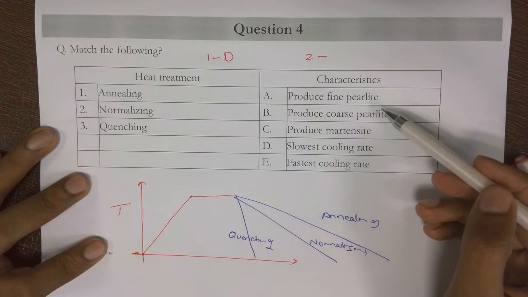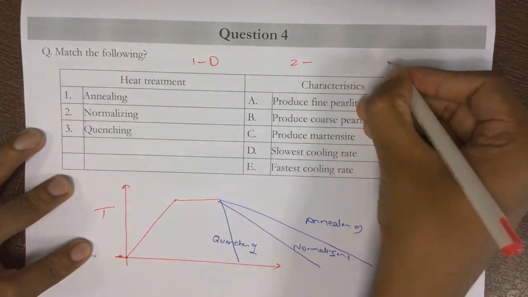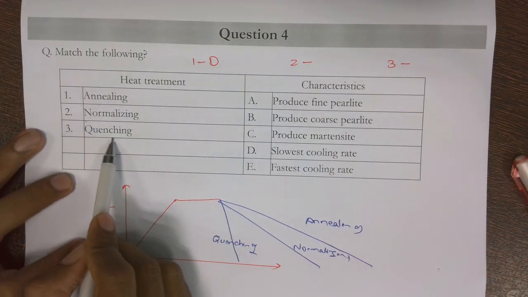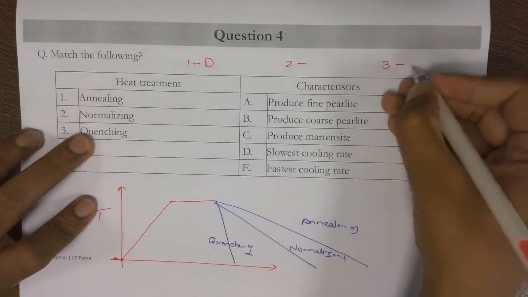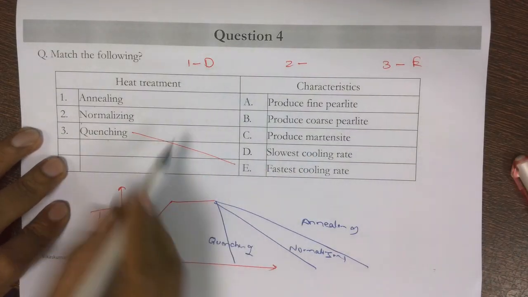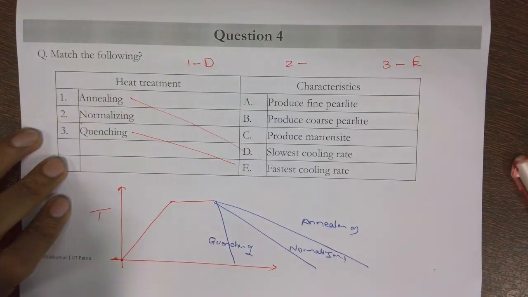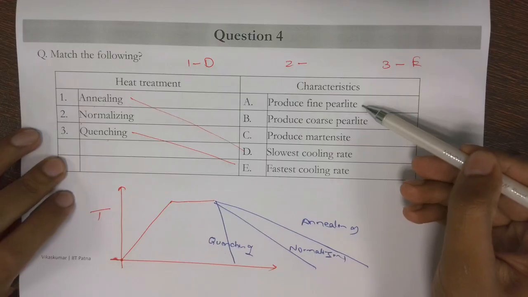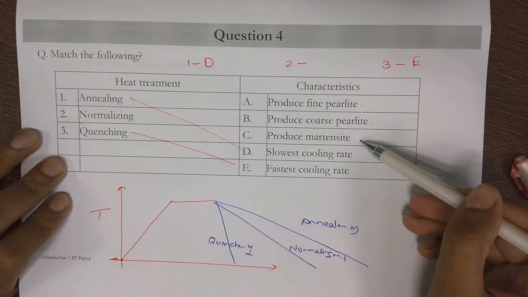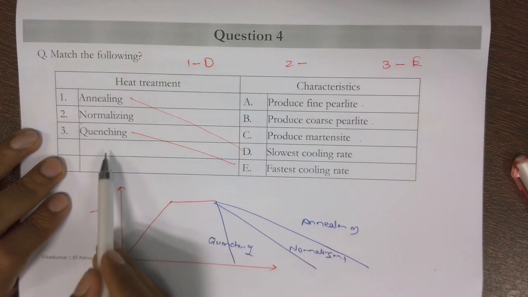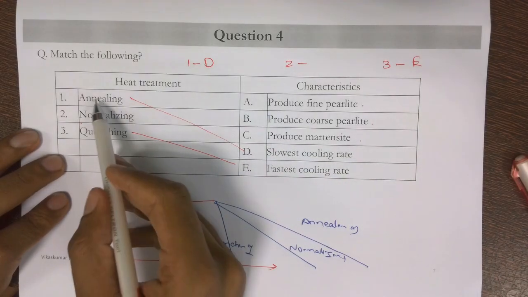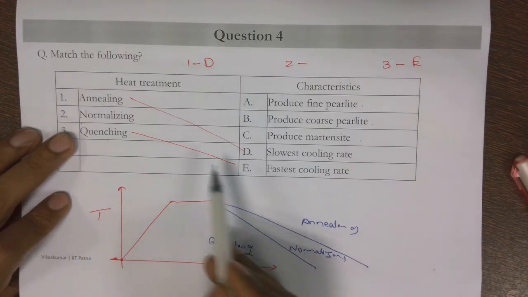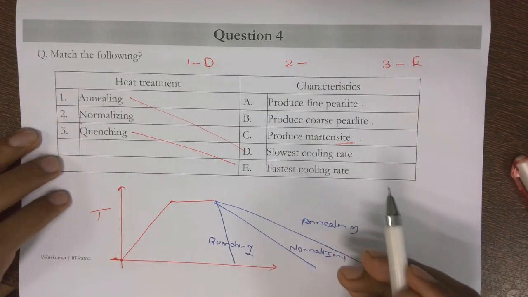Now, see the other options: produce fine perlite, produce coarse perlite, produce martensite. Which of them will produce the martensite? Among annealing, normalizing, and quenching, which one will produce the martensite? To produce the martensite, we have to cool it extremely fast, right? One question can have more than one answer also. So here, quenching will give me C also, produce martensite.